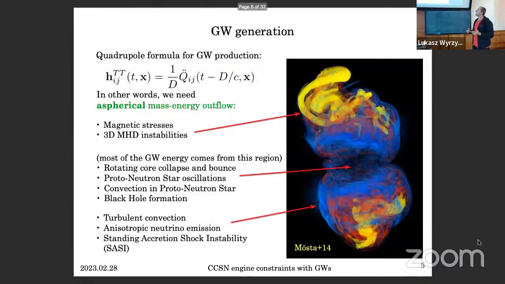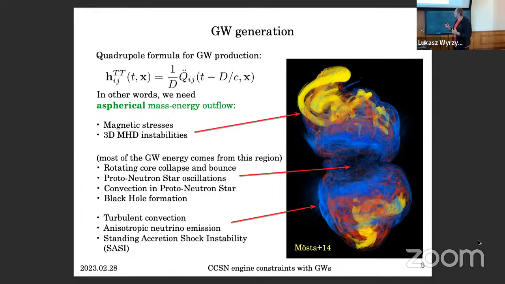There are many different processes that can emit gravitational waves, and here I divided them into a few parts. First of all, to produce gravitational waves, we need a certain asymmetry. A spherical object, even rapidly rotating, doesn't emit gravitational waves. But if you have some sort of instability, some aspherical asymmetry, then you can have gravitational wave emission. And the more asymmetry, the bigger the gravitational wave production.